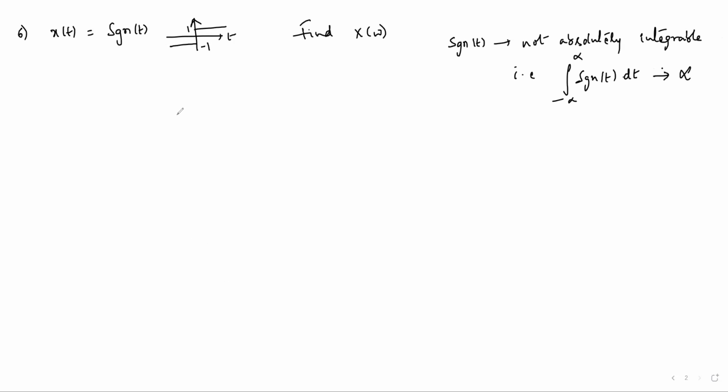So we need some modification here. I told you this condition, the Dirichlet condition, is not a necessary condition. It is a sufficient condition, but not necessary condition. So if it is not absolutely integrable, you can make a modification. By some indirect methods, we can proceed.